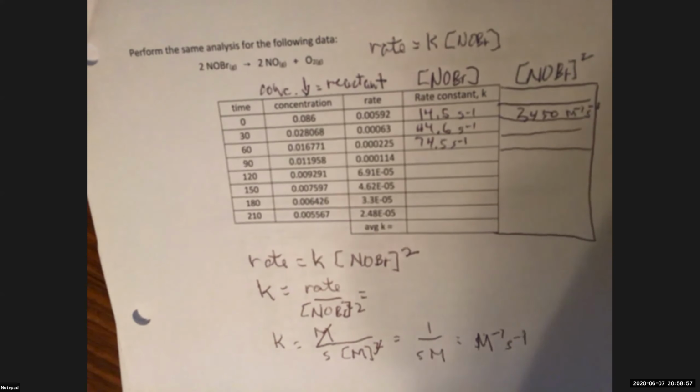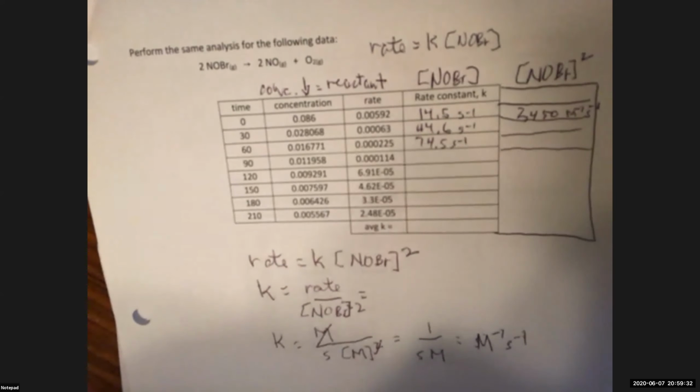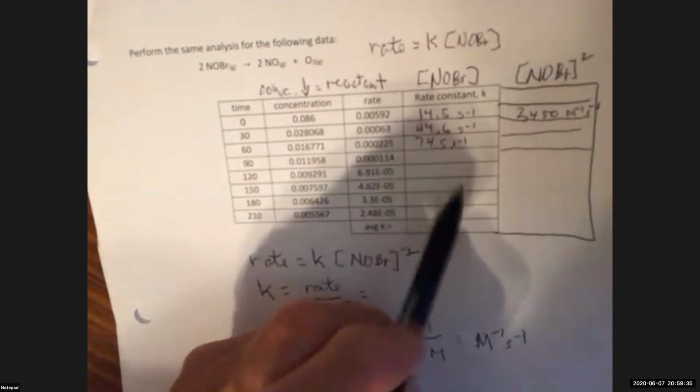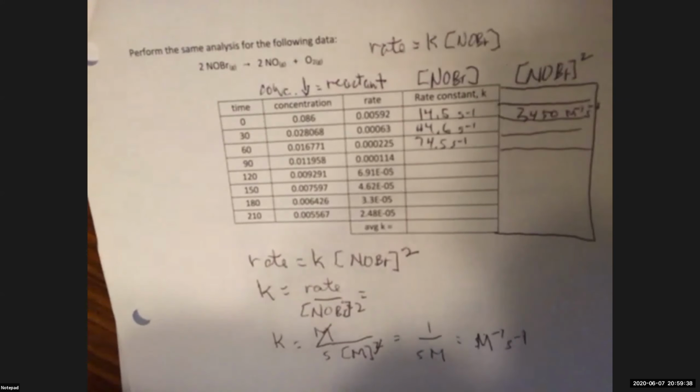Point 028068 divided by 0.0063 squared equals 707.086 divided by 0.00592 squared equals, well, I don't know, it's not coming out right. So I get 2,405 here, I get 770 here.